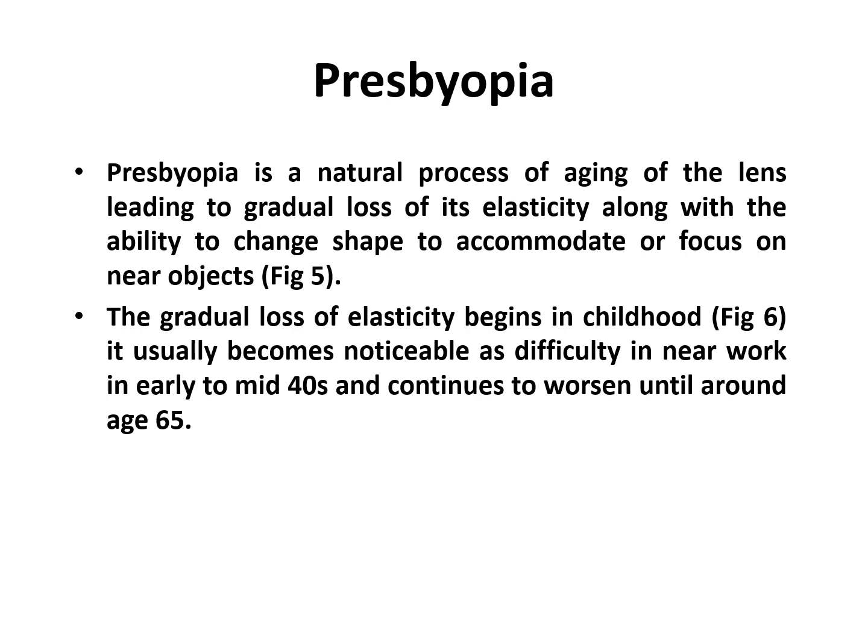Presbyopia is a natural process of aging of the lens, leading to gradual loss of its elasticity, along with the ability to change shape to accommodate or focus on near objects. Though the gradual loss of elasticity begins in childhood, as shown in figure 6, it usually becomes clinically noticeable as difficulty in near work in early to mid 40s and continues to worsen until around age 65.